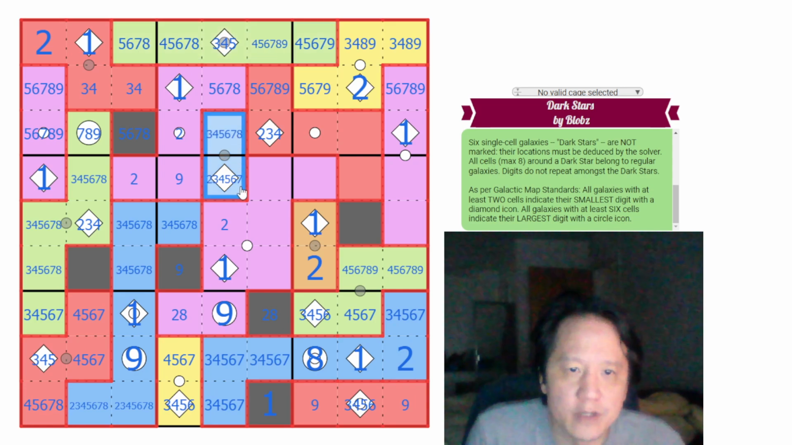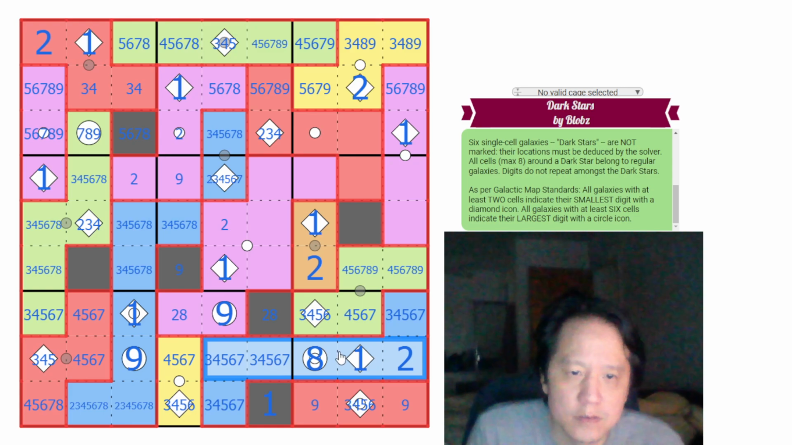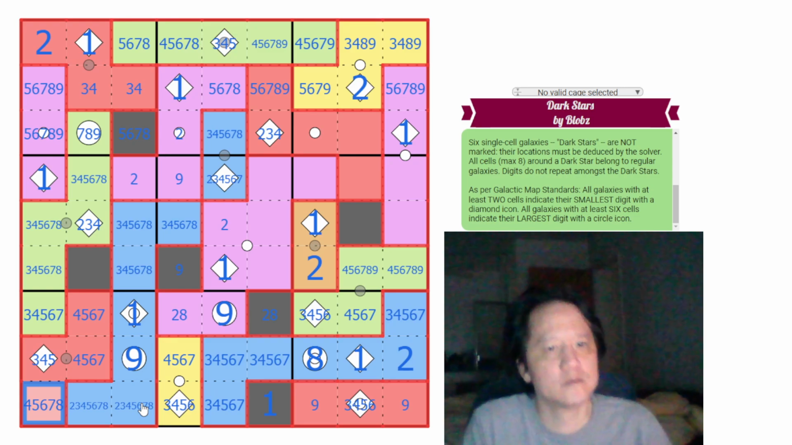What other Renbans are there? That one. This is not a Renban. This is a Renban. This is not. This is. Just by being 8, yeah, it's fine. So it could be 5, 6, 7, 8.